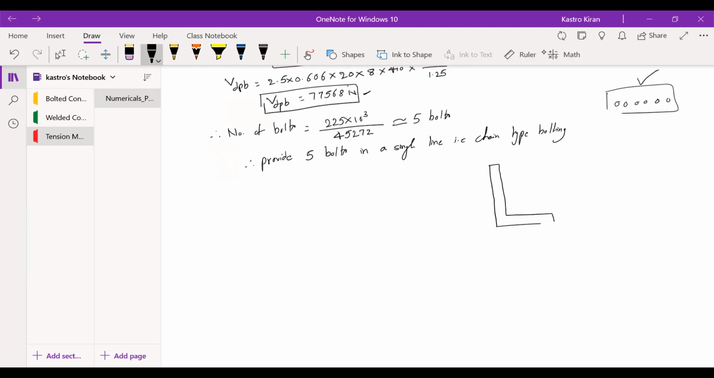You have an angle section, and in this angle section you are providing 5 bolts. That means here there is a plate. I'm not drawing the plate because in the question they didn't talk about a gusset plate. However, this angle section has to be connected to the gusset plate only. That's a blind thing.